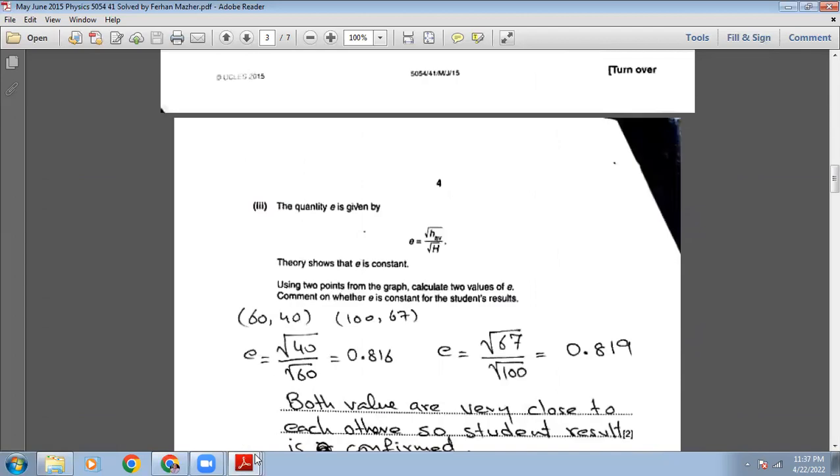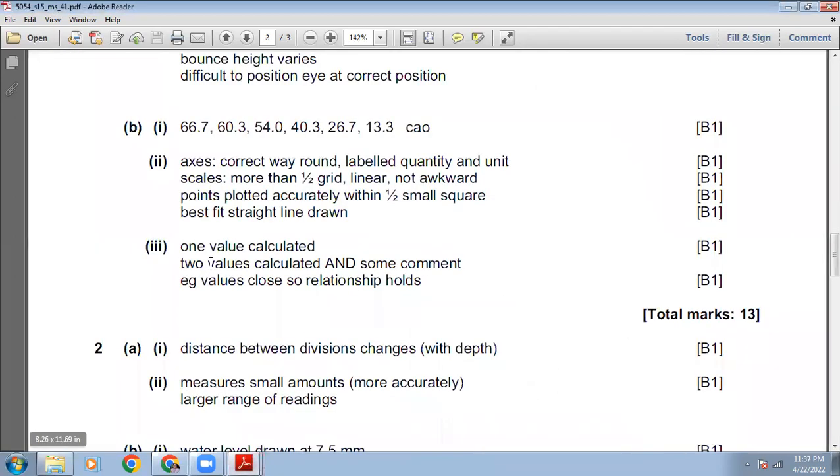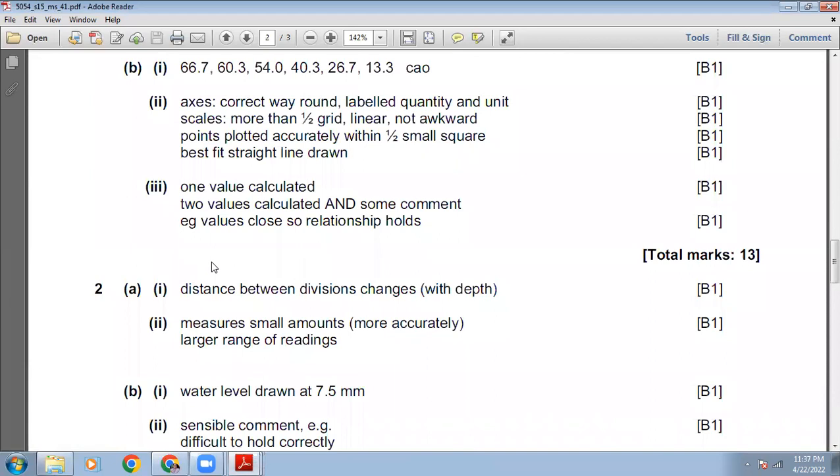Okay. Let me check what the marking scheme has to say. Axes correct way round, labeled with quantity and unit; scales more than 1/2 grid, linear, not awkward; points plotted accurately within 1/2 small squares; best fit straight line drawn. And one mark. Okay, so that's the next part.